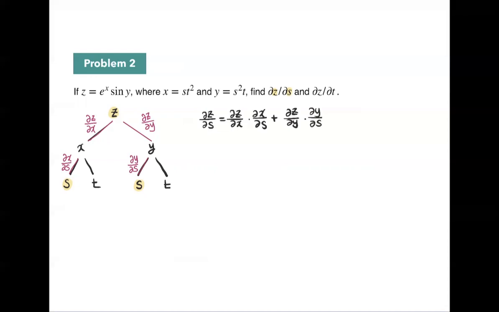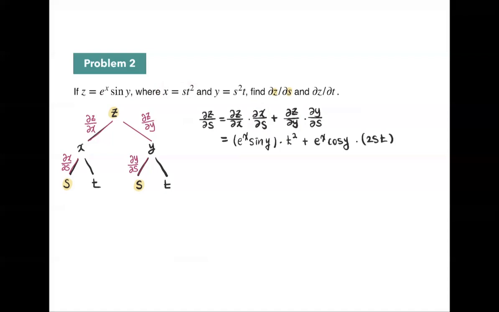Okay, cool. To find ∂z/∂x, take a partial derivative here. Then we get e to the x sine y. And to find ∂x/∂s, take a partial derivative with respect to s here. Then we get t squared. Plus, you can get this one from this equation. So you get e to the x cosine y times ∂y/∂s, which is 2st, okay?